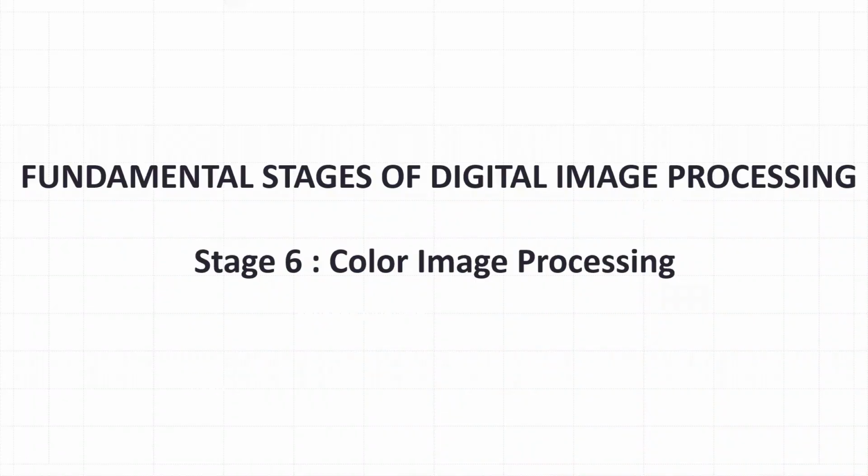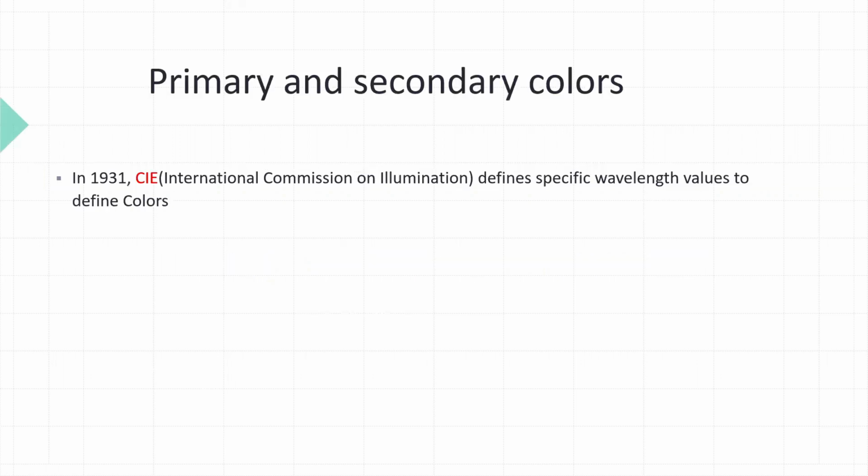Now coming to stage 6, color image processing, which is of great interest because it helps explain the depth of images, what they are and how they work. Very first, primary and secondary colors: what are they? In 1931, the International Commission on Illumination, represented as CIE, defined the wavelength ranges to define the types of colors available in images.